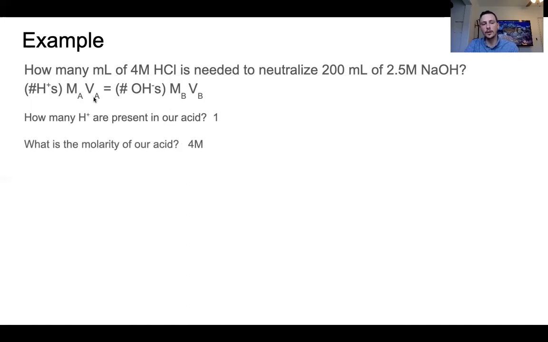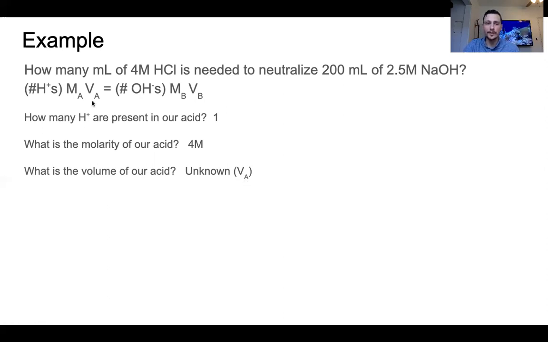Next up, the volume of our acid. The question says how many milliliters of 4 molar HCl is needed to neutralize, and then gives us information about our base. So it doesn't tell us the volume of our acid, right? That's going to be what we're trying to find. That's our variable that we're trying to solve for using this equation. So the volume of our acid is unknown. When we're plugging that in, we just plug in the variable, in this case VA for volume of acid.